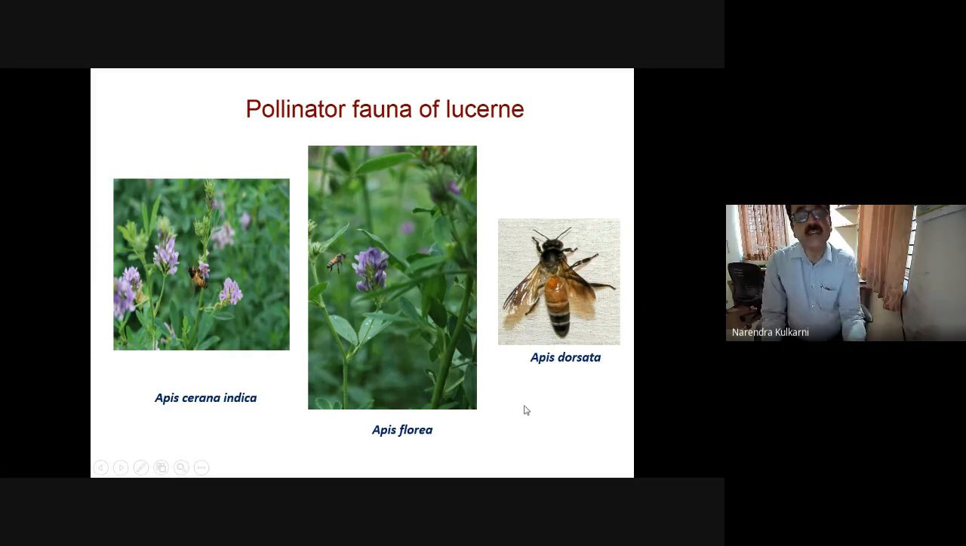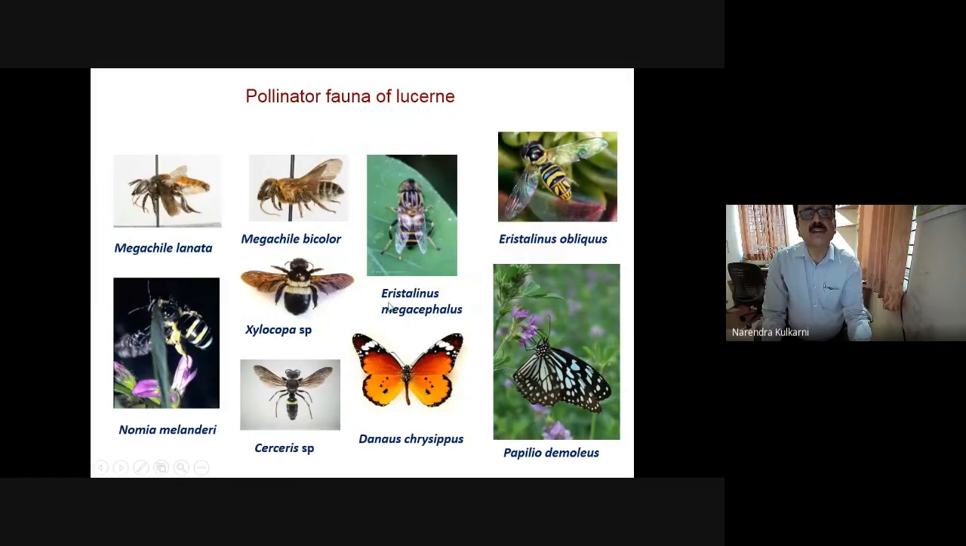So whenever we recommend any harsh chemicals, in such cases we recommend biopesticides or neem insecticides. There is a huge pollinator fauna in lucerne, because even 90% seed setting is possible with the pollinators only. Otherwise, there will not be any seed setting in lucerne. That's why we recommend keeping bee colonies, even one or two colonies per hectare. Even one colony per hectare is good enough for the pollination of the lucerne crop.